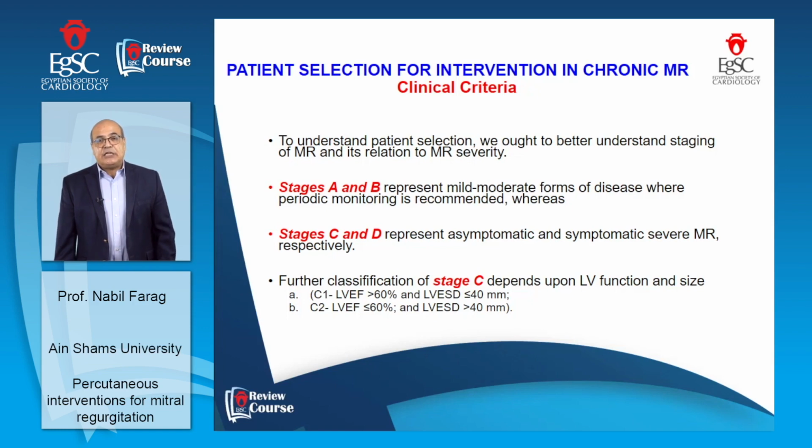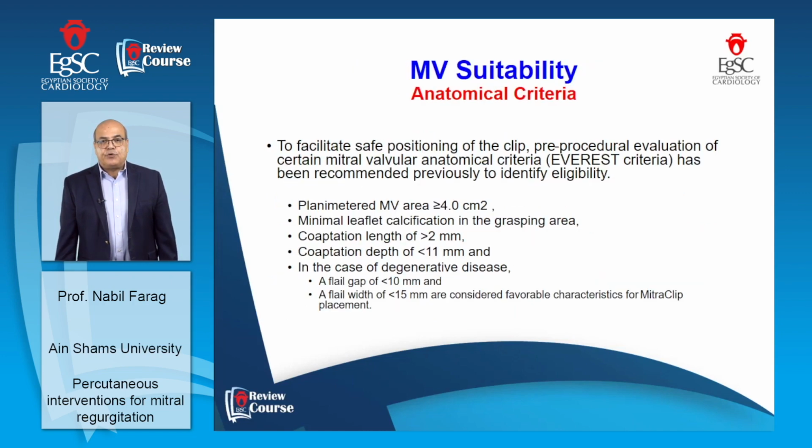And stage C is further classified into C1 and C2 based on left ventricular ejection fraction and left ventricular end systolic volume. So if we have an ejection fraction of more than 60 and left ventricular end systolic volume of less than 40, this is C1. And if we have an ejection fraction of less than 60 and end systolic volume of more than 40, this is C2. This is an important clinical criterion you have to know about your patients that are prepared for this repair. What about the anatomical criteria?